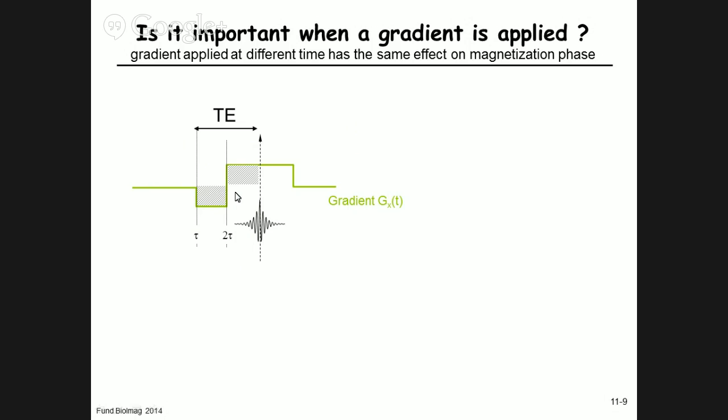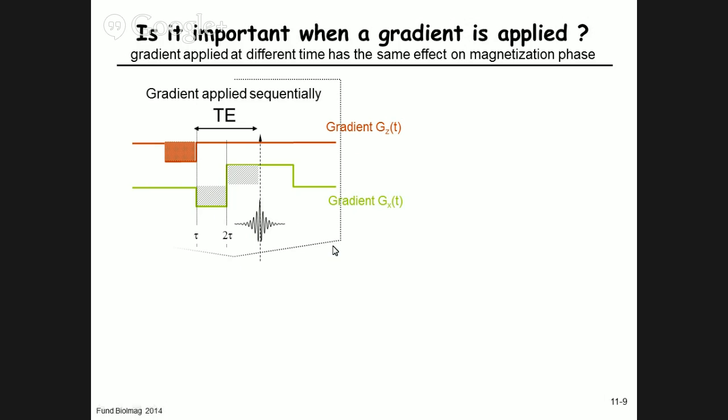This is 2 tau. And now we'll apply a current in a different coil, so we'll produce a gradient along Z, which has this temporal function. So it's just 0, and at some point we turn it to a negative value, and at time tau we'll turn it back off. That's the gradient along Z. We're interested in this area, of course. So this is what we'll call the sequential application of the gradient along Z with respect to the gradient along X.